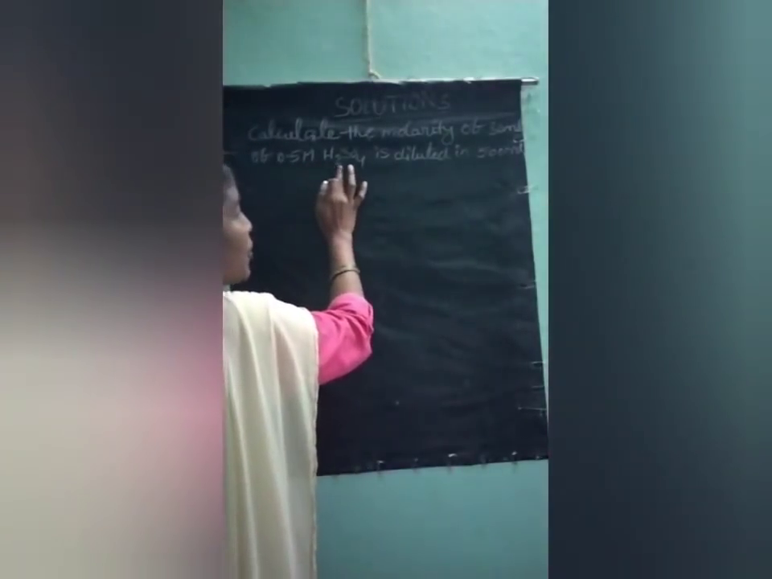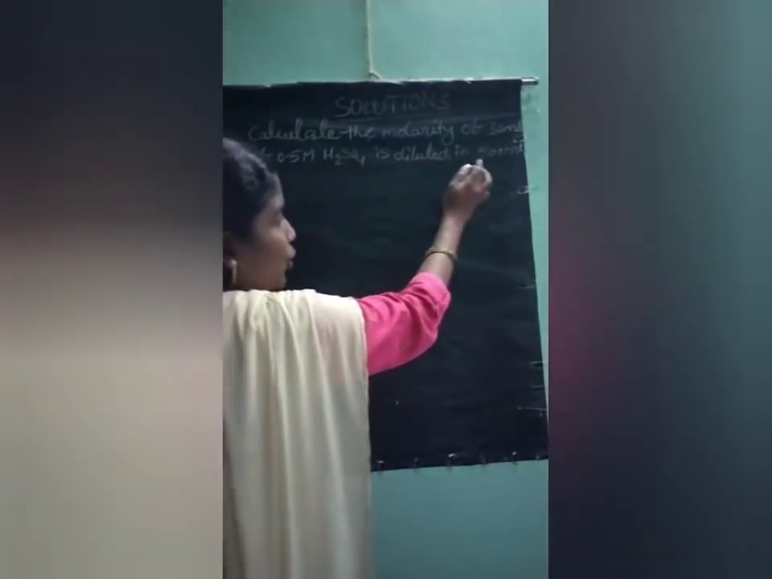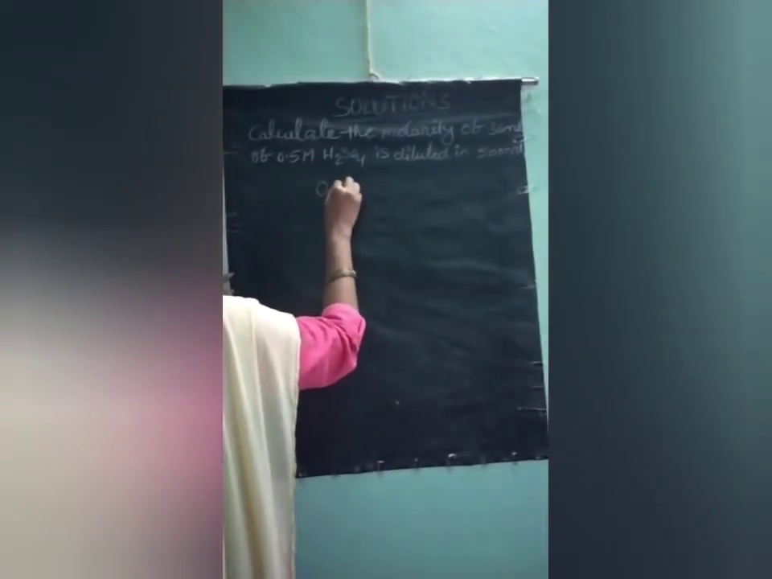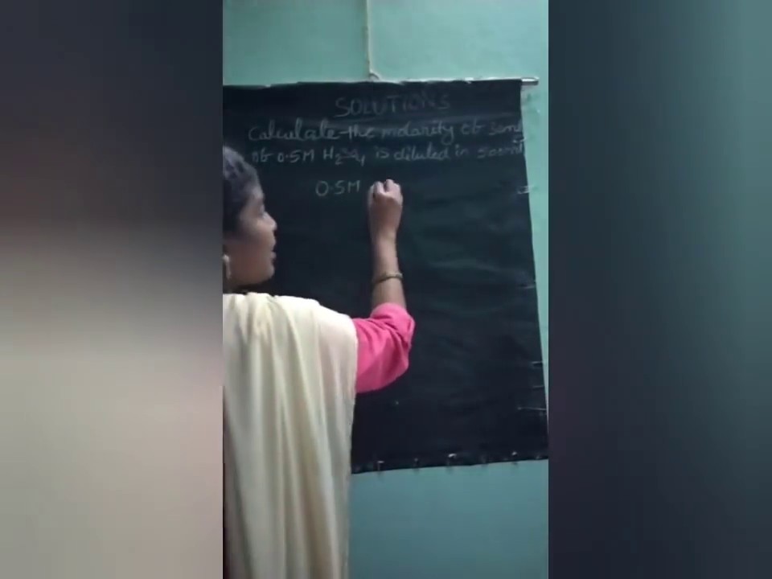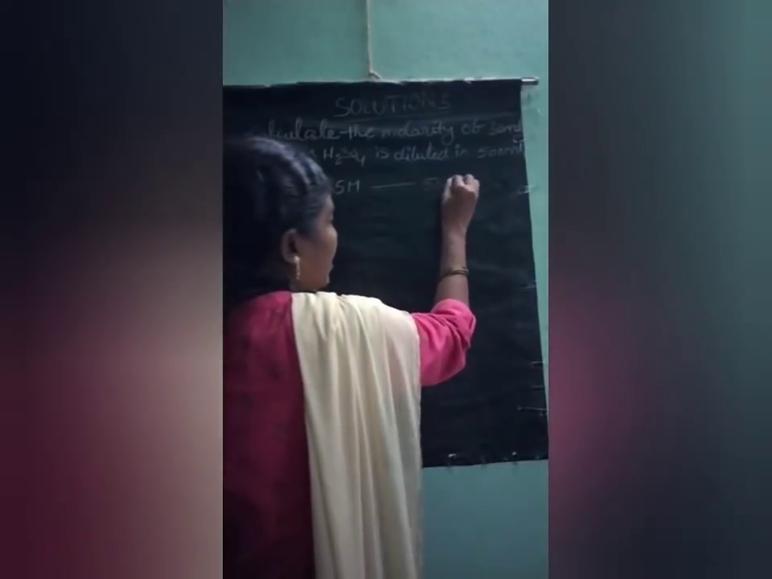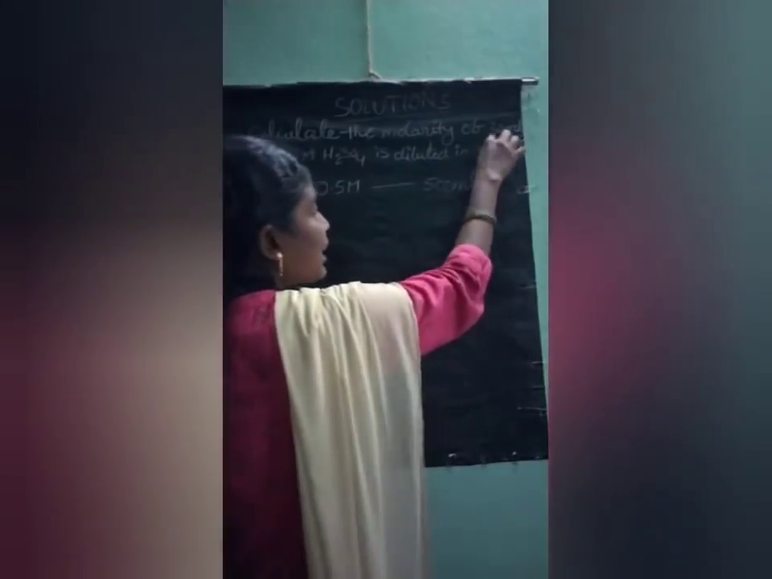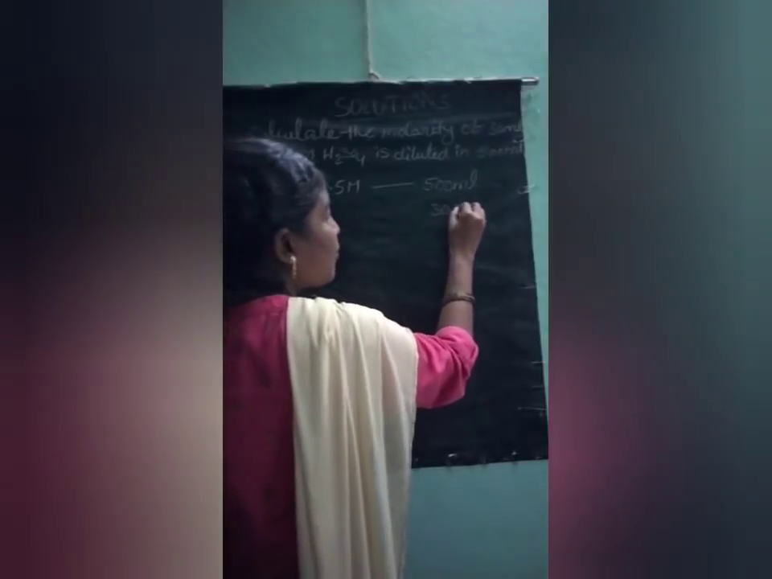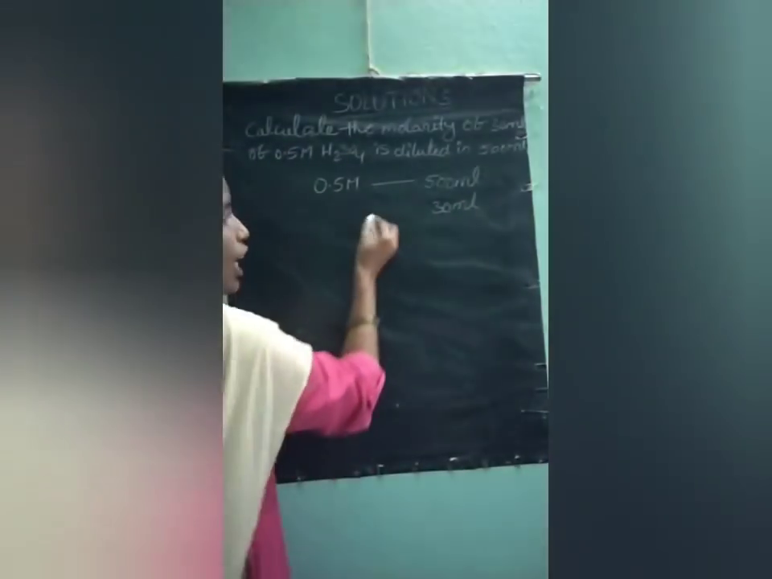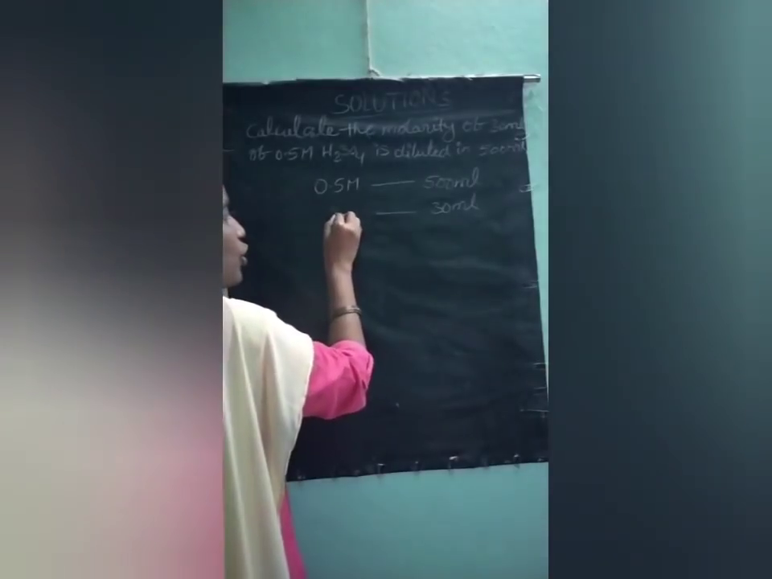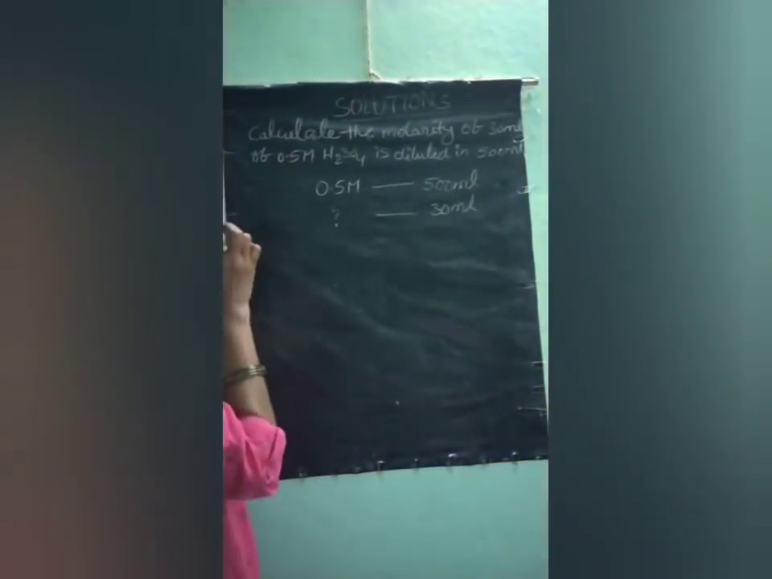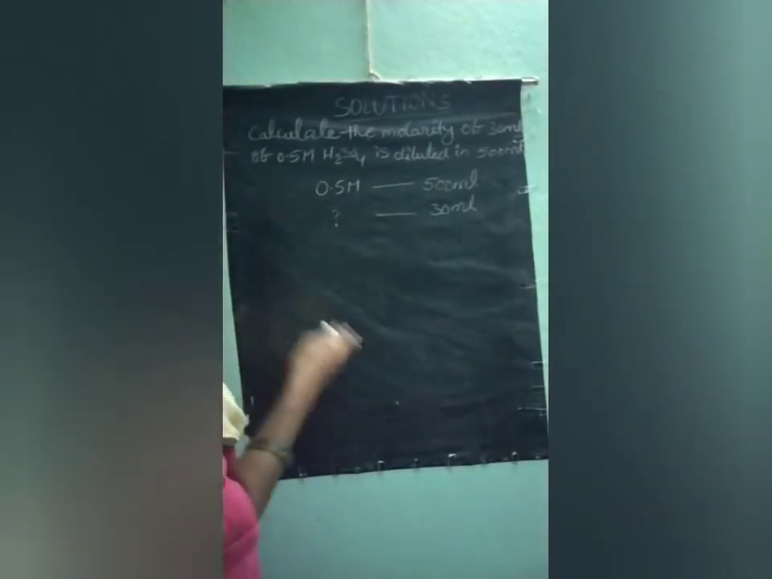0.5 molar sulfuric acid is diluted to 500 ml, and 30 ml of sulfuric acid is diluted. The concentration we don't know. This is one of the simplest methods to do for competitive exams in less time.